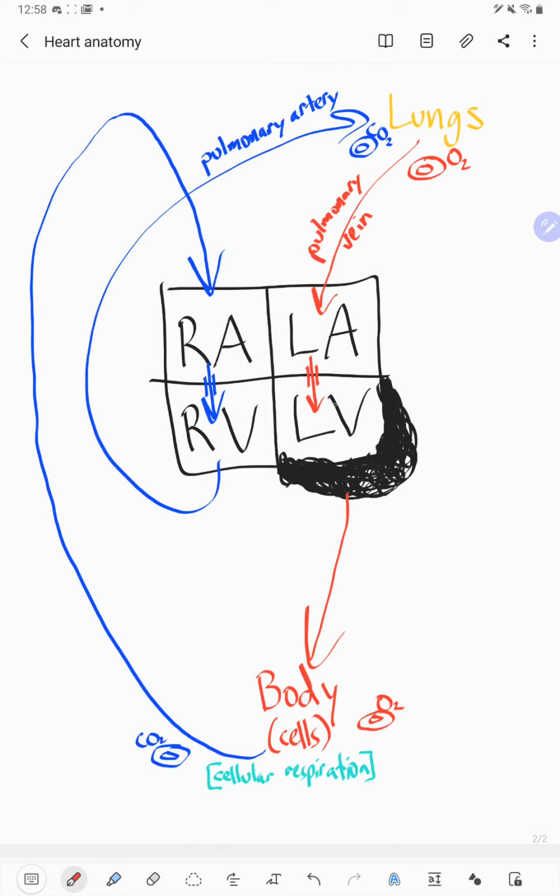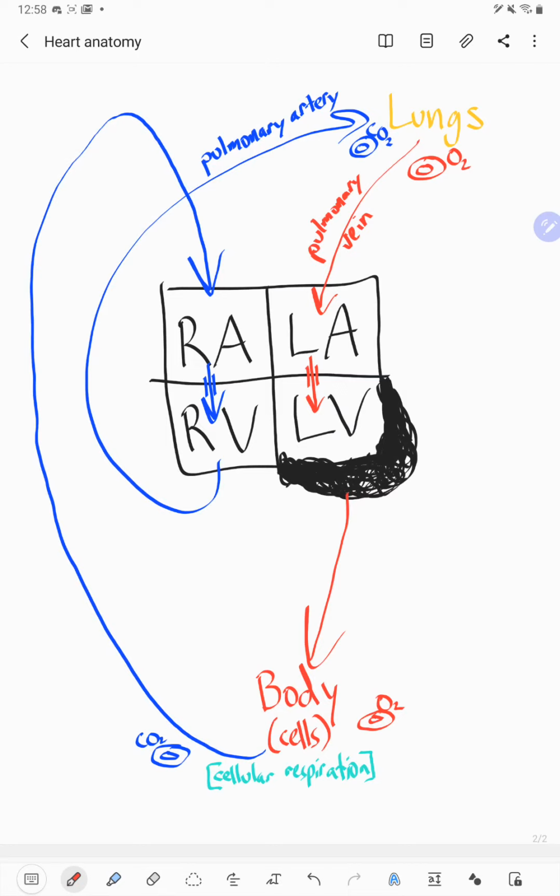And then when the left ventricle fills up, it is going to allow the blood to flow to the rest of the body, to all the cells in the body, so that we can oxygenate all of the cells, and all the cells can live. They need oxygen to survive. All of the cells in our body need oxygen to survive.